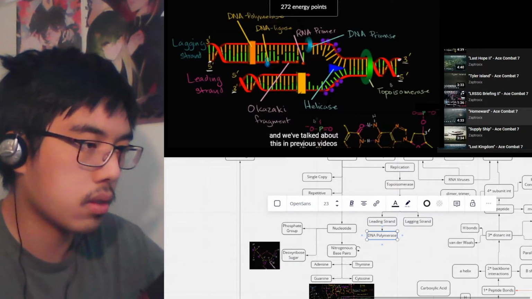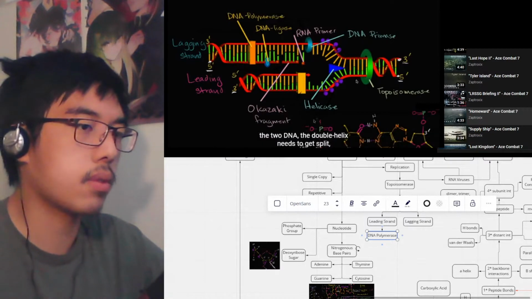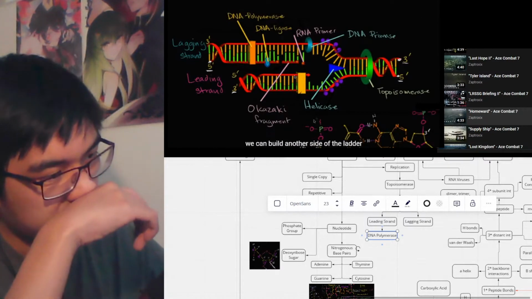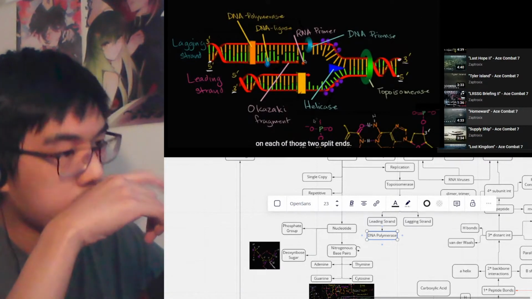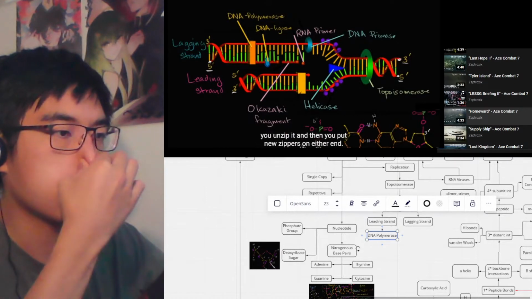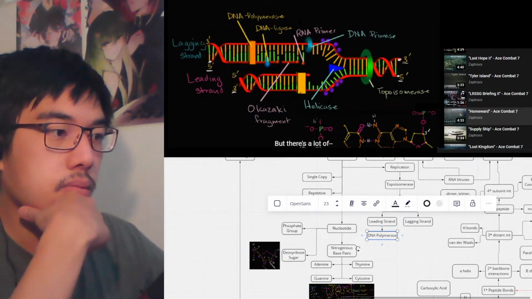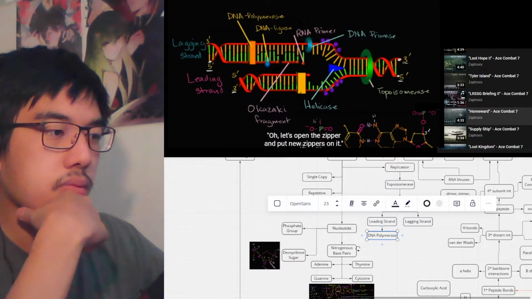Now, the first thing, and we've talked about this in previous videos where we did an overview of replication, is the general idea that the two sides of our helix, the double helix, need to get split, and then we can build another side of the ladder on each of those two split ends. You can view this as a zipper: you unzip it, and then you put new zippers on either end. But in reality, it is far more complex than just opening a zipper and putting new zippers on it.